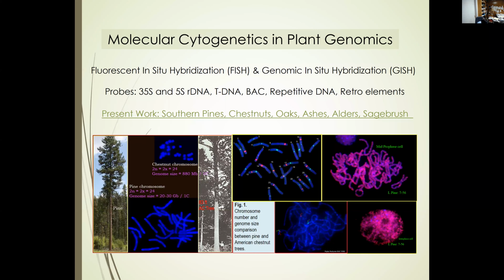The next phase of my talk is molecular cytogenetics in plant genomics. Presently, I'm working with southern pine, chestnut, oaks, ashes, elders, and sagebrush. It's a lot of work. You cannot do everything, but you can do at least some. And nobody knows everything in science.